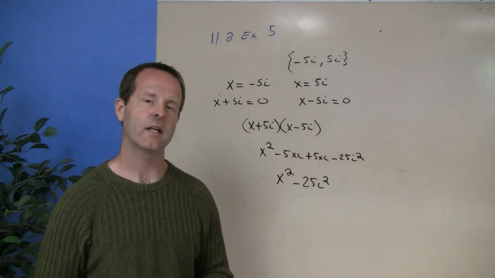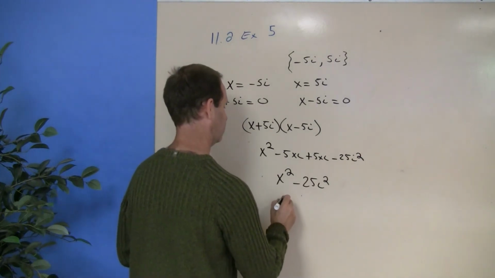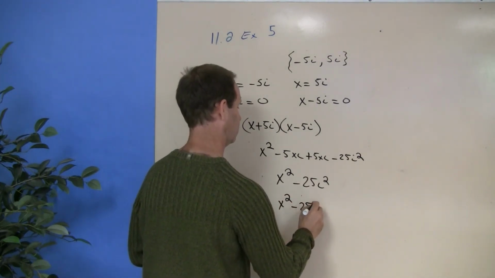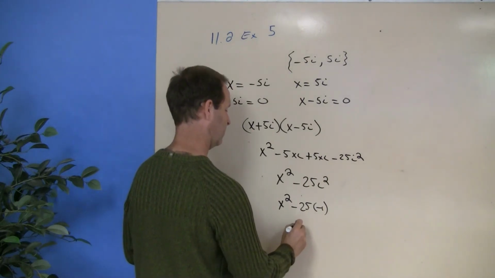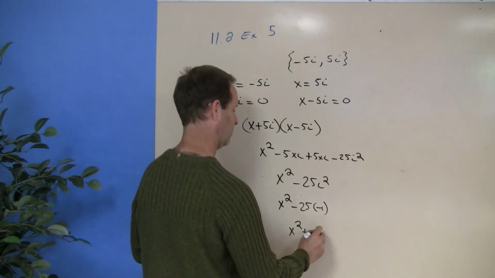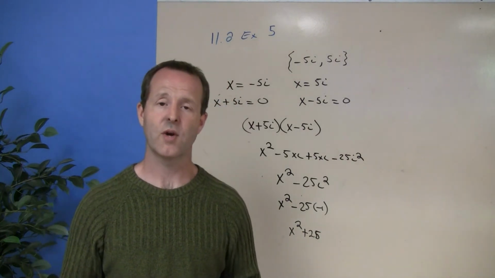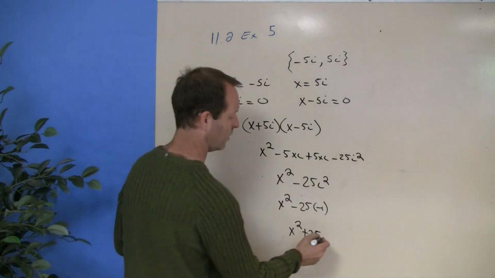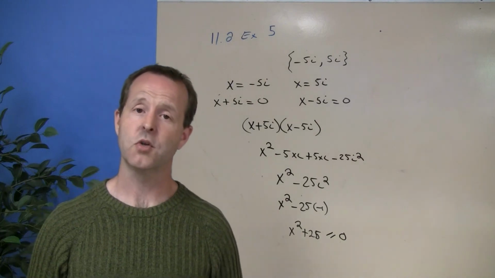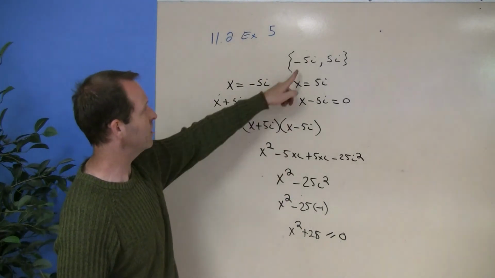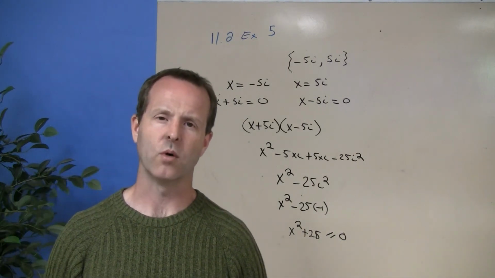Looks like I can reduce that down a little bit because i squared is -1. And then -25 times -1. So x squared plus 25 is the quadratic statement that, if I set it to an equation, x squared plus 25 equals 0, will produce two solutions. And the two solutions it will produce are negative 5i and 5i. So we worked our way backwards.